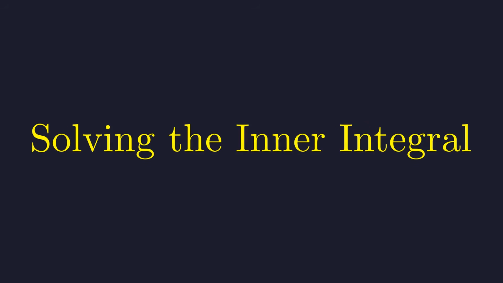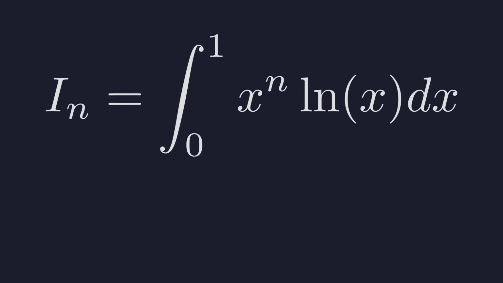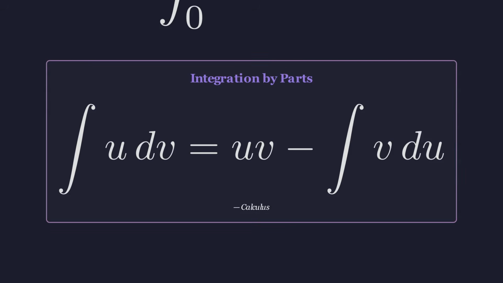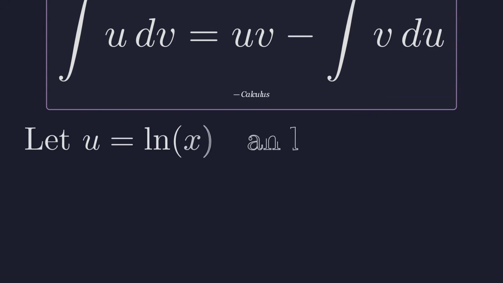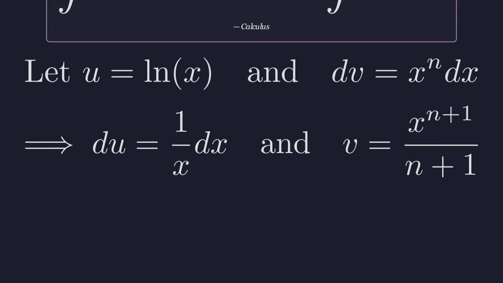Let's focus on solving this inner integral using a classic calculus technique. We'll call this integral capital I sub n. The right tool for this job is integration by parts, which allows us to trade a difficult integral for a potentially simpler one. We'll choose u to be the natural logarithm of x and dv to be x to the power of n times dx. Differentiating u gives us 1 over x dx, and integrating dv gives us x to the power of n plus 1, all divided by n plus 1.